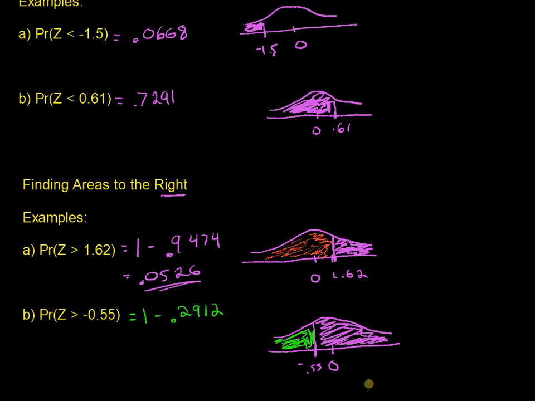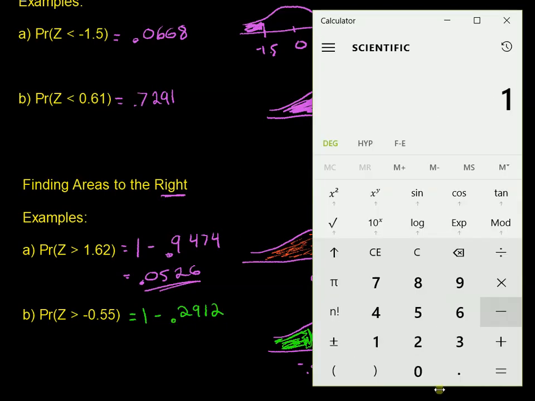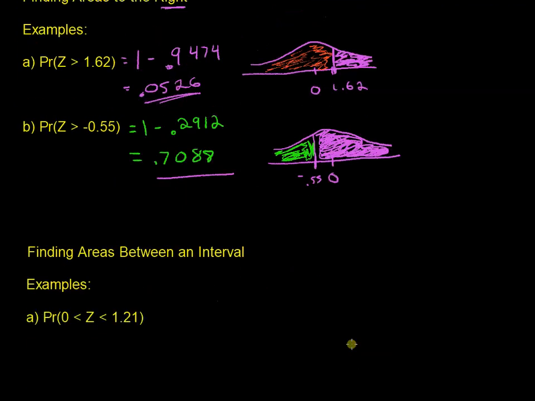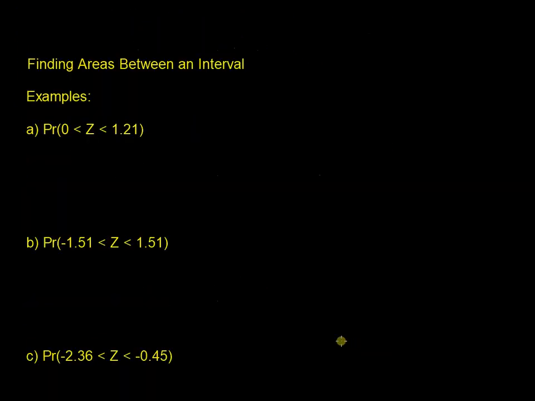0.2912. Okay, so go ahead and do that subtraction. 1 minus 0.2912, 0.7088. Okay, 0.7088. Right? And it makes sense that our answer should be a number that's more than 50% because the area marked here in purple is definitely more than half of the distribution. So 0.7088 is your answer. Okay, let's do, lastly, finding areas between an interval.